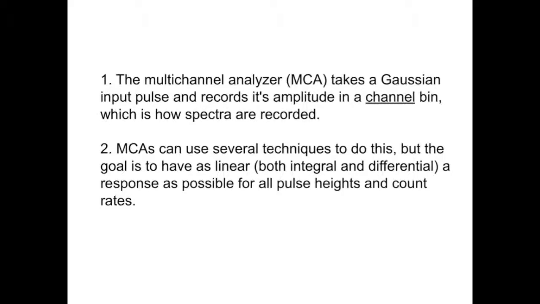Now you'll note I have the word channel underlined here. In your notes, it very well may say records its amplitude in an energy bin. That's a change that I want to make here. Channel bin, a channel is just a number. Energy implies that we have done a calibration already. So when the MCA records something, it doesn't know anything about what its energy is. It just puts it into a channel. So that's why I've made that change. Number 2, MCAs can use several techniques to do this, but the goal is to have as linear, both integral and differential, a response as possible for all pulse heights and count rates.